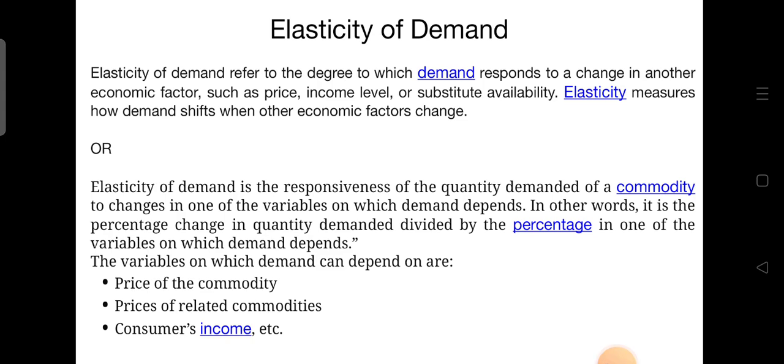So elasticity of demand is the responsiveness of quantity demanded of a commodity to changes in one of the variables on which demand depends. In other words, it is the percentage change in the quantity demanded divided by the percentage change in one of the variables on which the demand depends. The variables can be the price of the commodity, price of related commodities, or consumers' income, etc. So the formula is the percentage change in quantity demanded divided by percentage change in the determinant of demand.